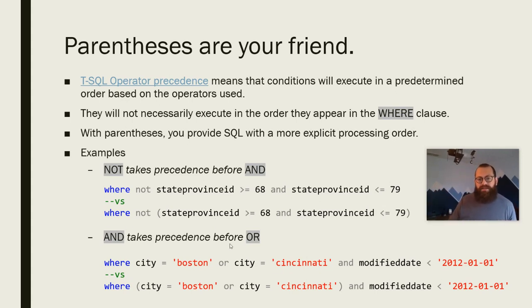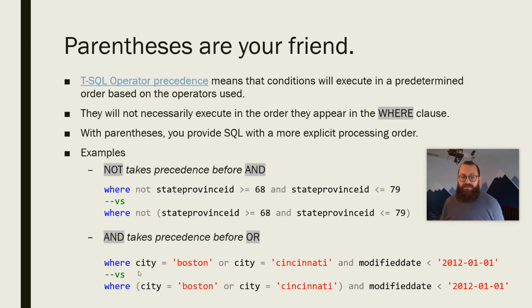And then AND takes precedence before OR. In this first clause, we have city equals Boston or city equals Cincinnati, and modified date is less than January 1st, 2012. SQL will process AND first, so it's going to evaluate the city equals Cincinnati and the modified date less than January 1st, 2012. If that's true, then it will return the record. OR is just the value of city equal to Boston, and it doesn't consider modified date at all.